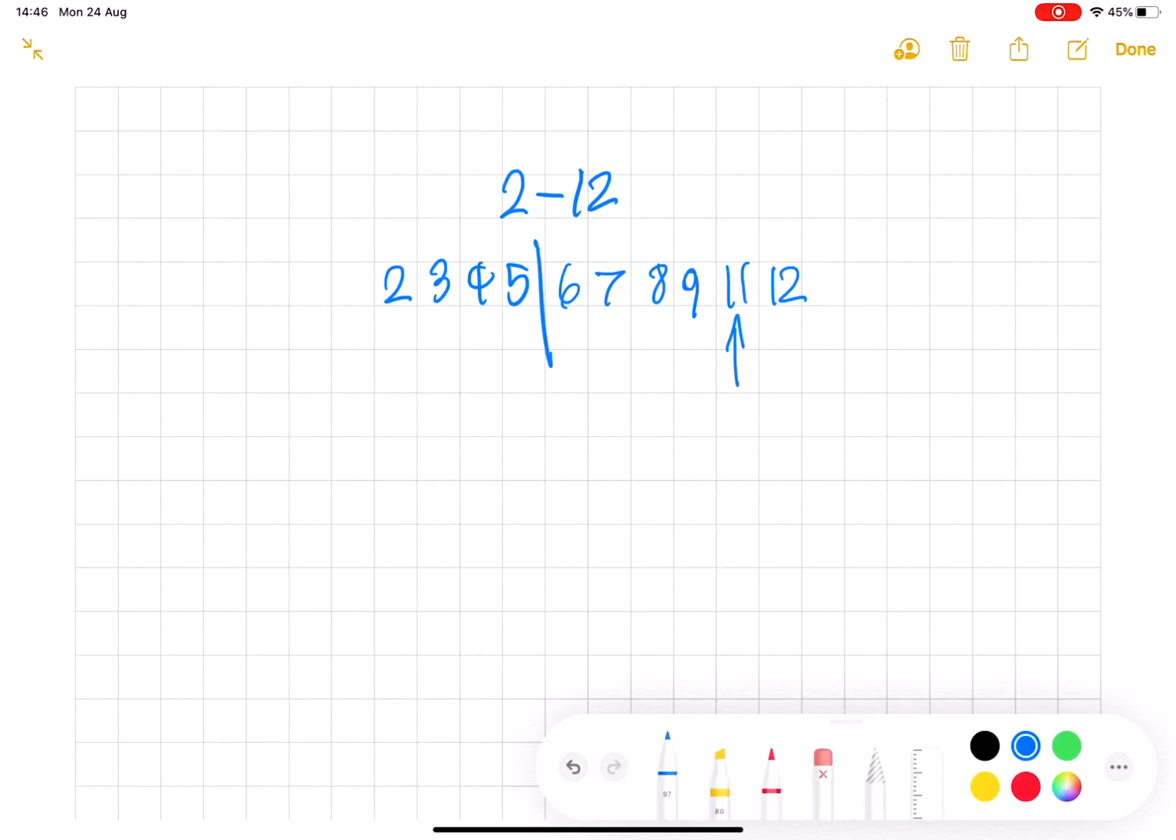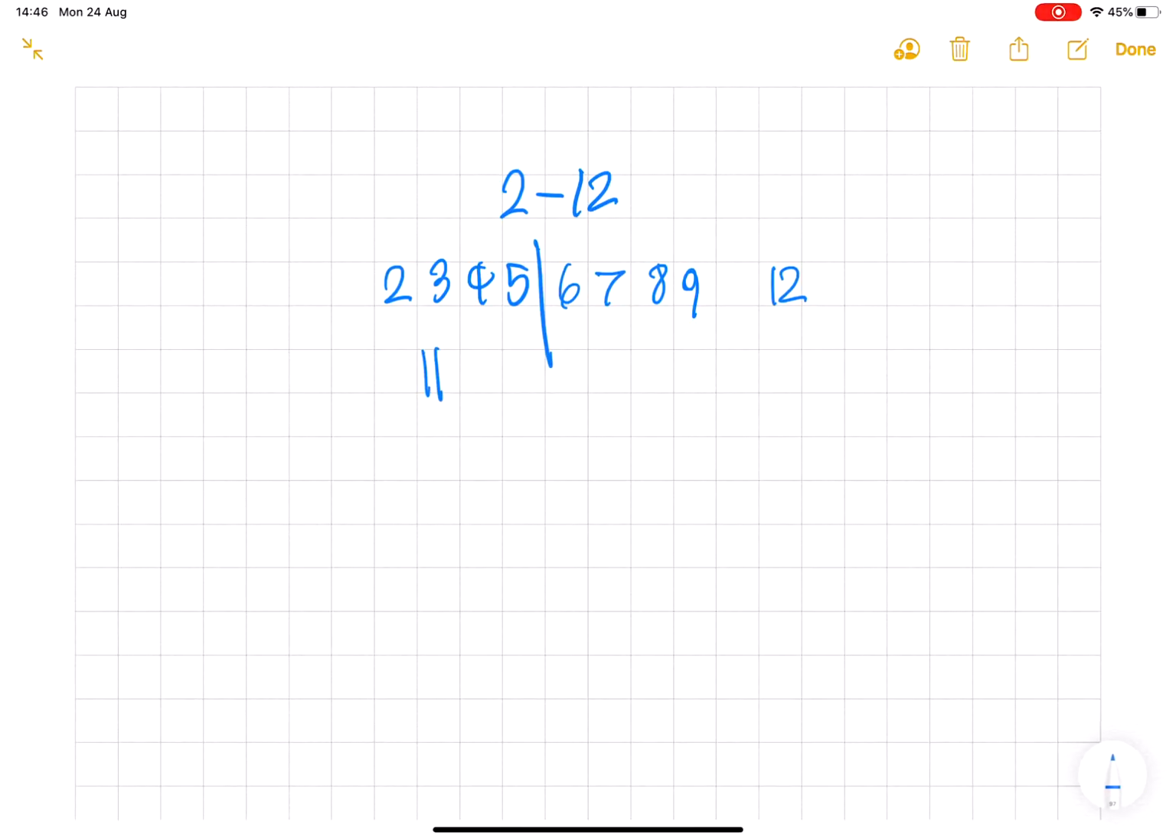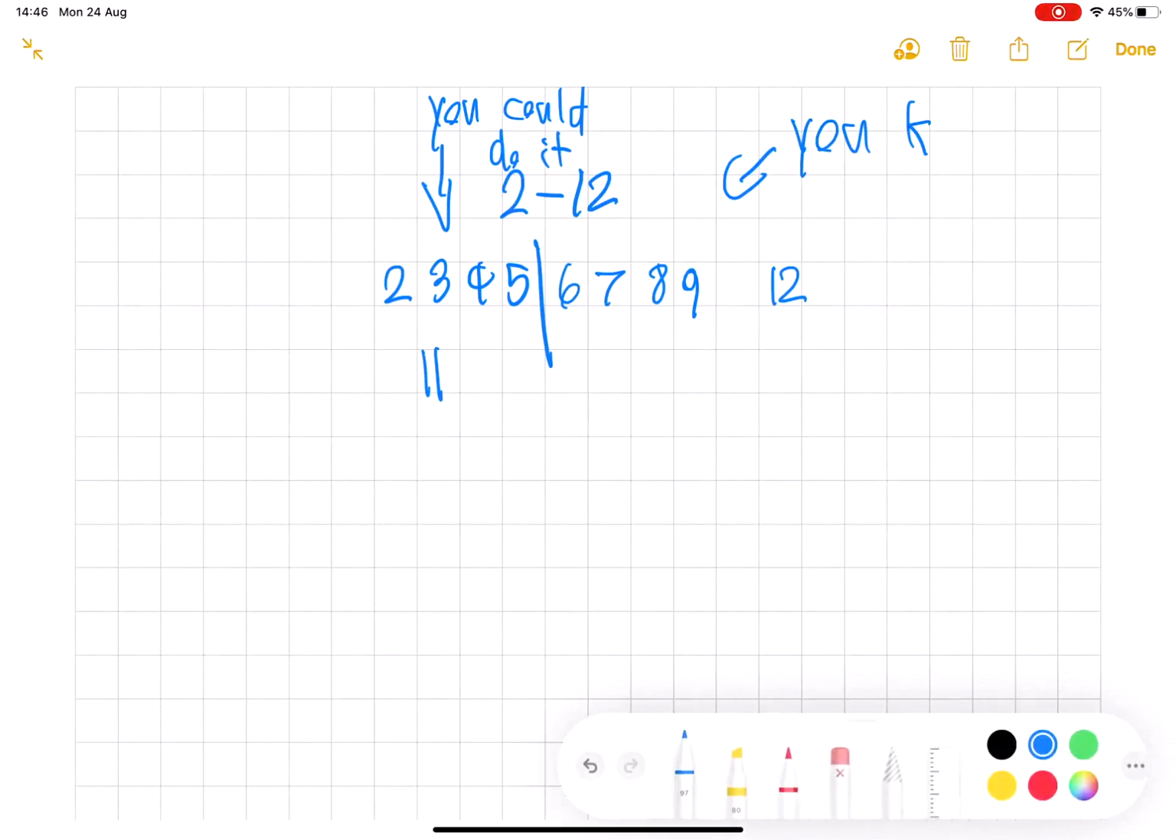Now we're going to move the 11 from there to here. And this side, you could do it. This one, you kinda can't do it, so you get a point.